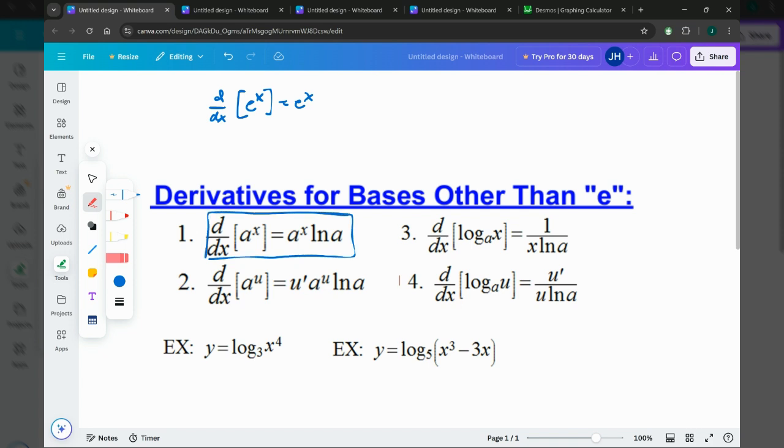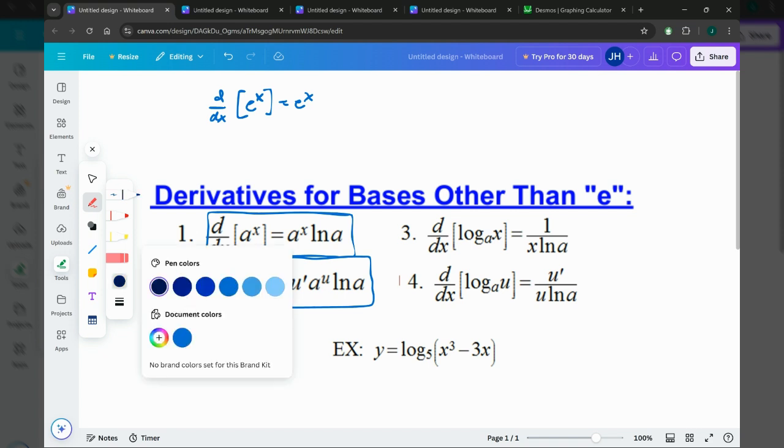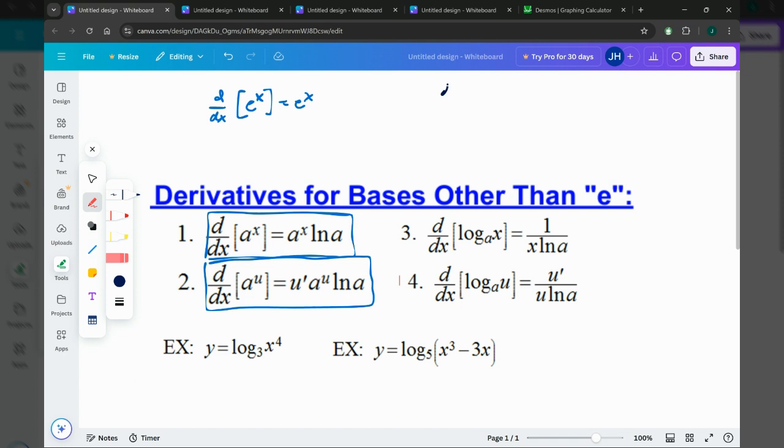And if you have a to a function, the derivative is a to that function times the derivative of the function times the natural log of a. So what we're doing here is we're multiplying by the natural log of the base. Well, when it comes to logarithms, we end up dividing by the natural log of the base. The derivative of the natural log of x is 1 over x. But for the derivative of a logarithm that has a different base, you have to divide by the natural log of a. And you're probably thinking to yourself, well, why would I have to do that?